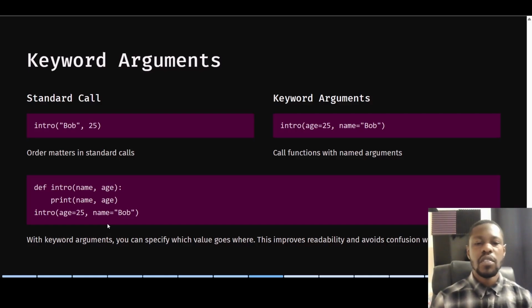So with keyword arguments, you can specify which value goes where. This improves readability and avoids confusion with parameter order.